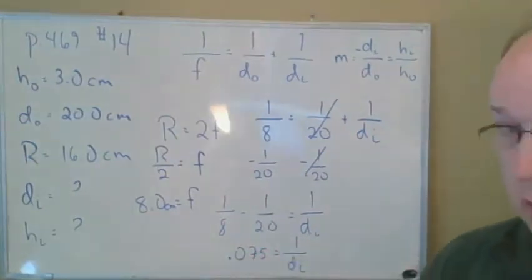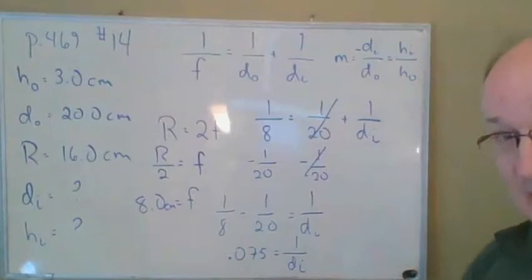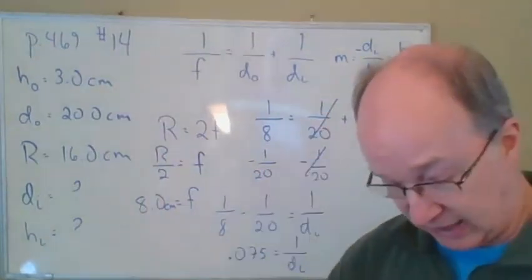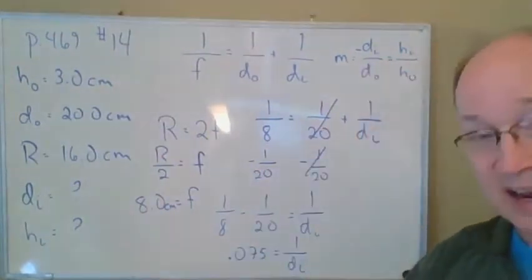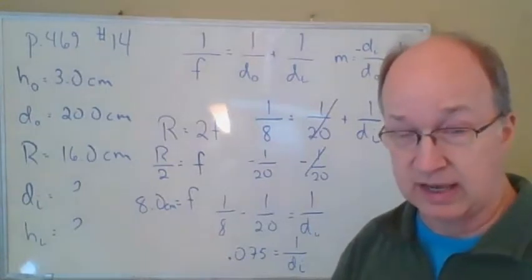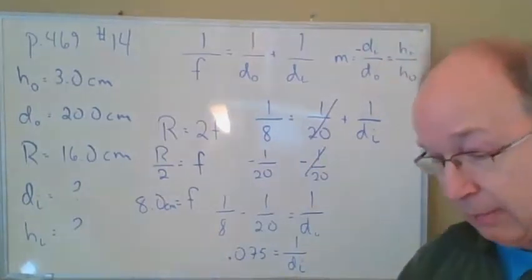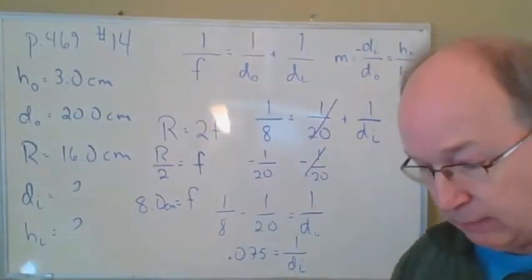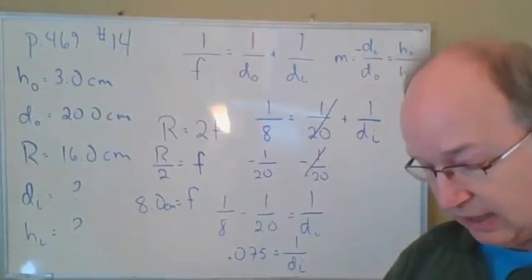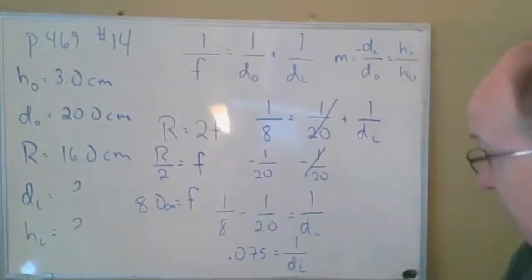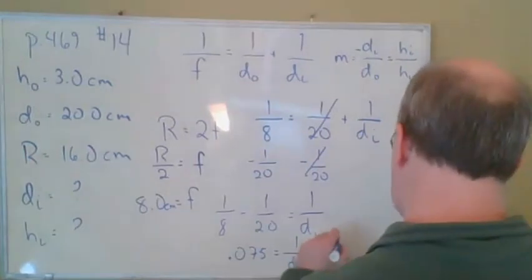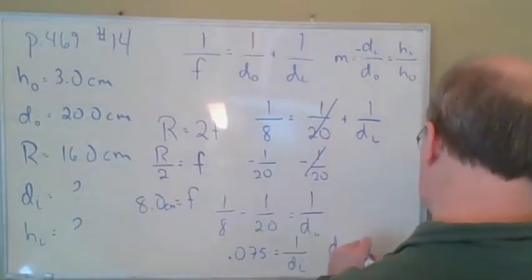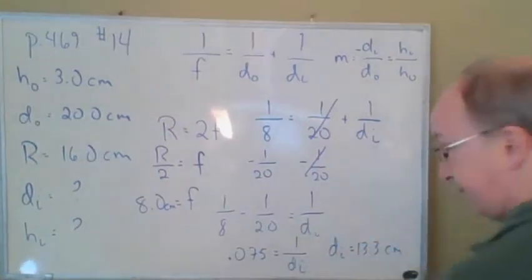Now, to find di, I need to take the inverse. And I luckily have a nice little x to the -1 button on this calculator. So what I'm going to do is hit the x to the -1 button, and it says answer to the -1. And that tells me that the answer is di equals 13.3 centimeters.